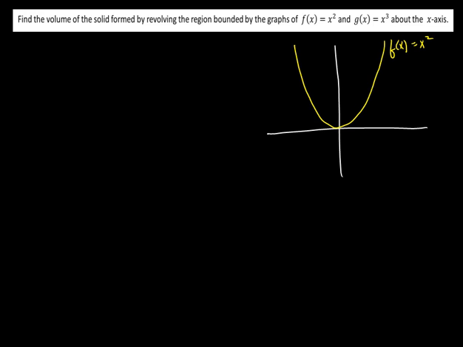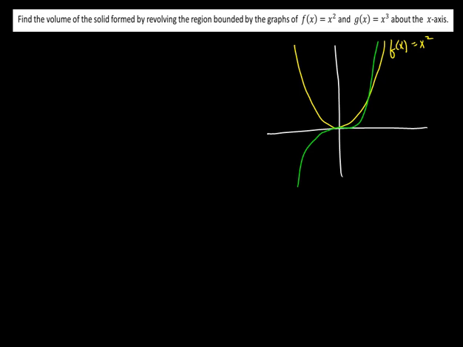In this video we're going to work with another volume of revolution. This time we're going to work with a solid that is formed by revolving the area between two curves about the x-axis. And the curves that we're working with are f of x equals x squared and g of x equals x cubed. So if that's a picture of x squared, then this is a picture of what x cubed might look like.